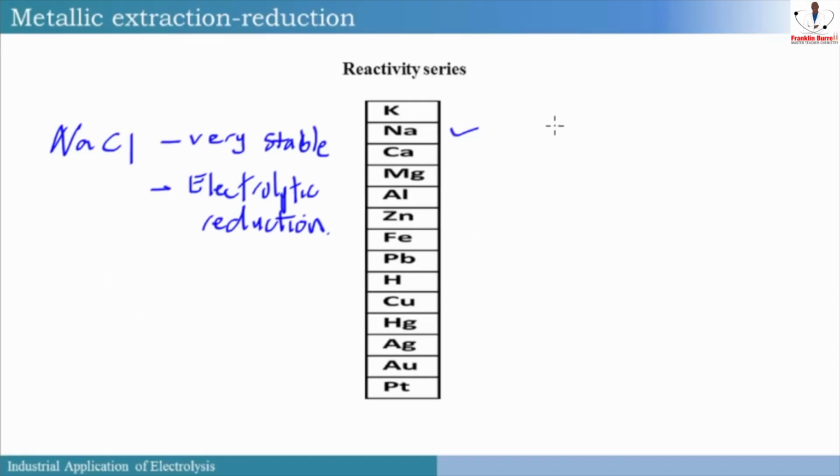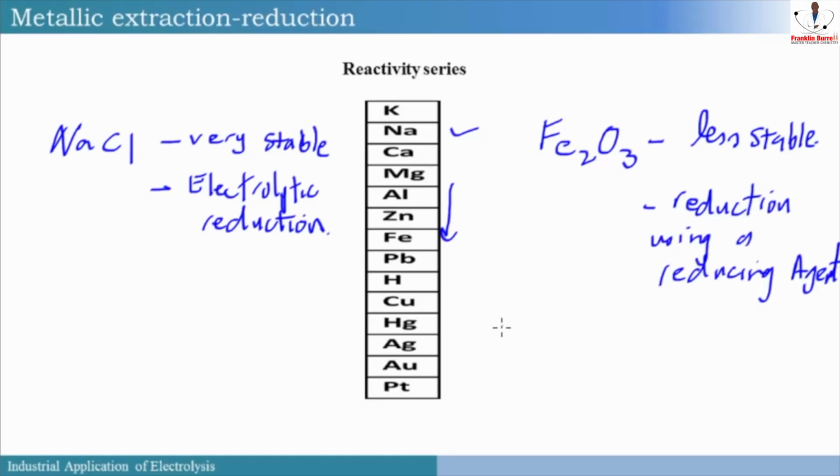In the case of iron(III) oxide, the process to separate this one would be reduction using a reducing agent, because this compound is not so stable. This compound is less stable because it is found lower down the series. So to separate iron from iron(III) oxide, we must use reduction using a reducing agent.